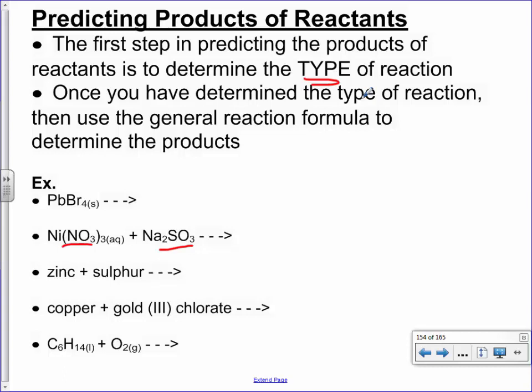So the first thing I'd recommend is let's look at the start thing here and figure out what is the most likely chemical reaction to take place if we only start with one thing. Decomposition, yeah, it's the only real possibility.